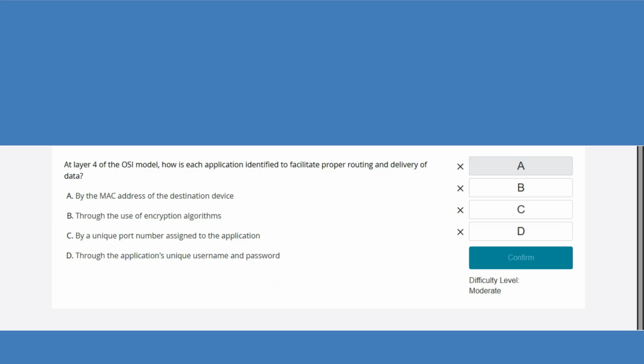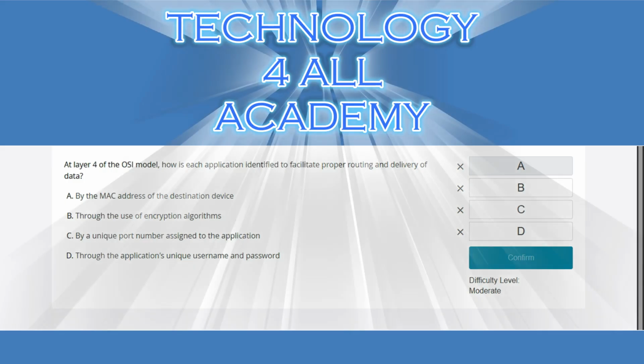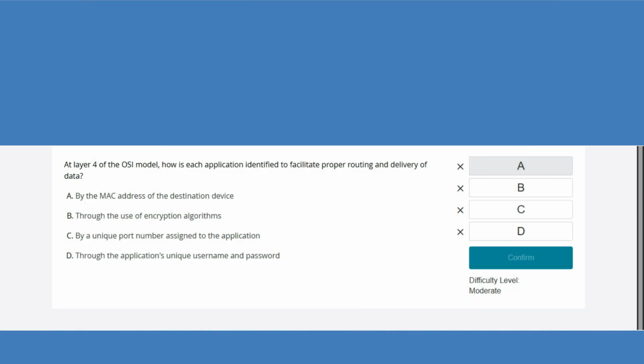Question number 5 says, at layer 4 of the OSI model, how is each application identified to facilitate proper routing and delivery of data?